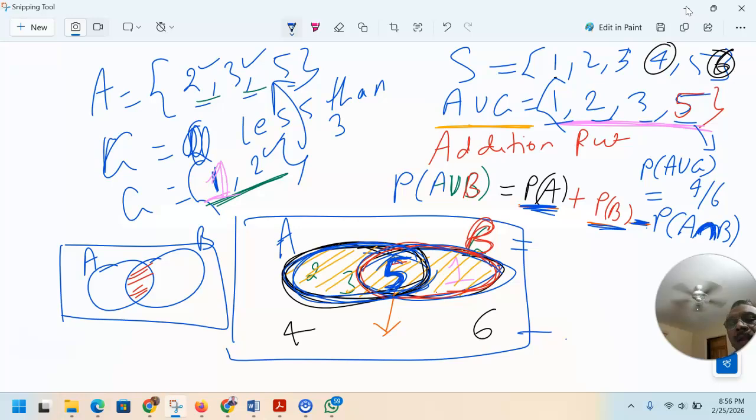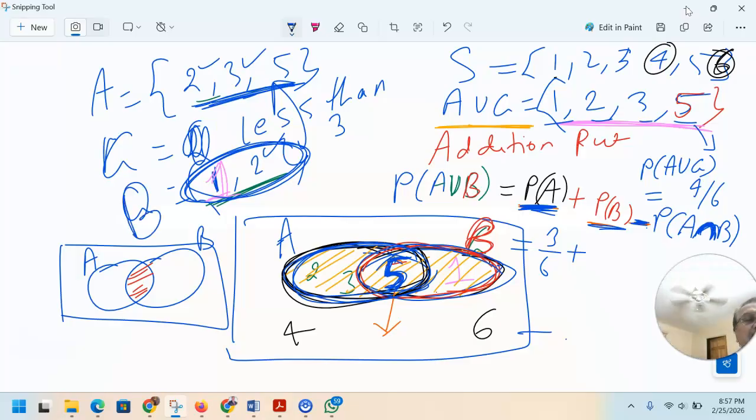So A union B, the probability of A basically means 2, 3, 5. So there are 3 out of 6, right? Plus B, which is 2 out of 6, because of the formula. And A intersection B, minus, intersection basically means we saw there was only one which is common. This is 1 out of 6.